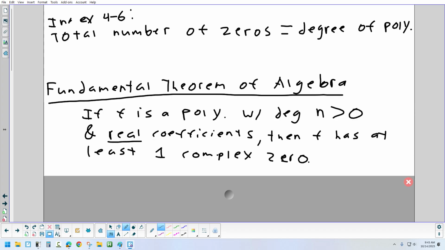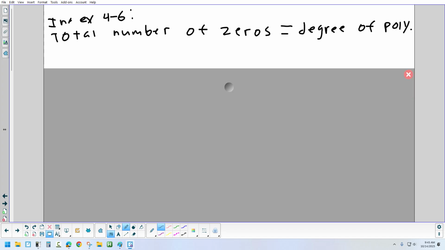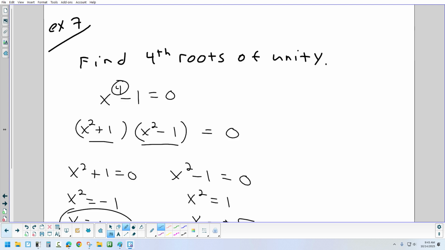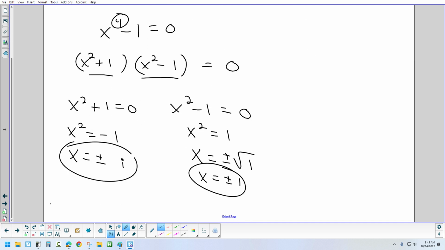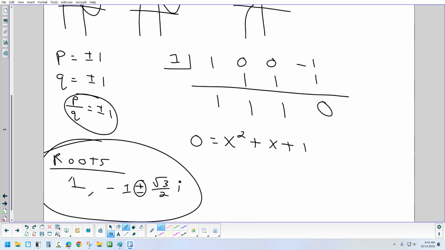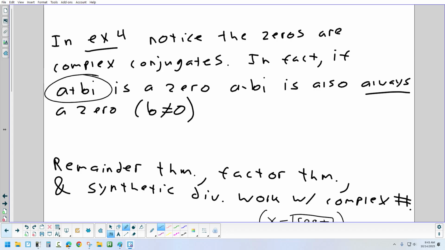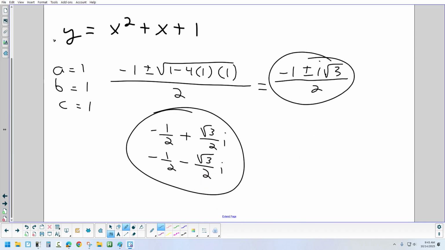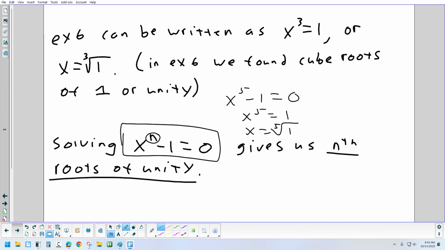All right, so notice that in the problems that we just did, example 7 was a fourth root, 4 answers. Example 6 was a cube, and we got 3 answers. Example 4 was an exponent of 2, and we got 2 answers. Those will always match.